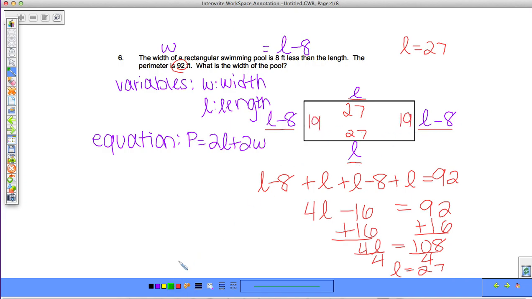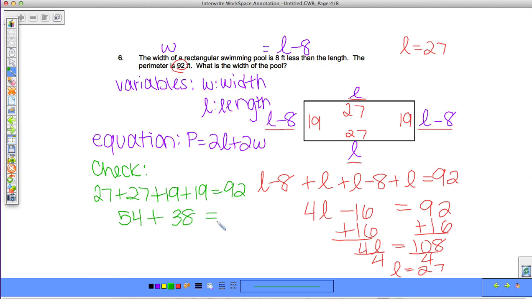The perimeter equations are always easy to check because you can just add up all the sides and make sure it works. 27 plus 27 plus 19 plus 19 should equal 92. Well, we know 27 plus 27 is 54, and we know that 19 plus 19 is 38. Those added together do equal 92, so I know I did it correctly.